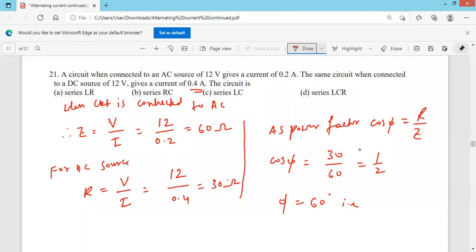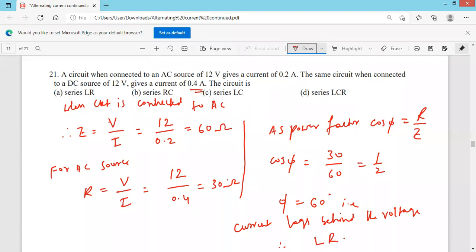That is, the current lags behind the voltage. Current lags behind the voltage. Therefore, the circuit is an LR circuit.